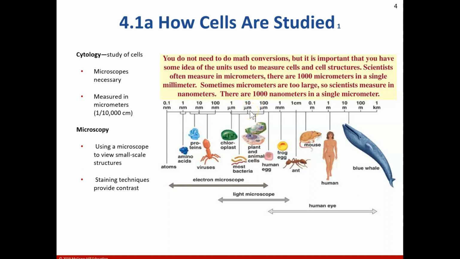So we use microscopy in order to view these small-scaled structures, and sometimes when we look at these structures, if we were to just look at the cells on their own, everything would look uniform, and it would be more difficult to see structures and tell them apart from one another. So we use staining techniques in order to provide contrast so we could see these structures more easily.